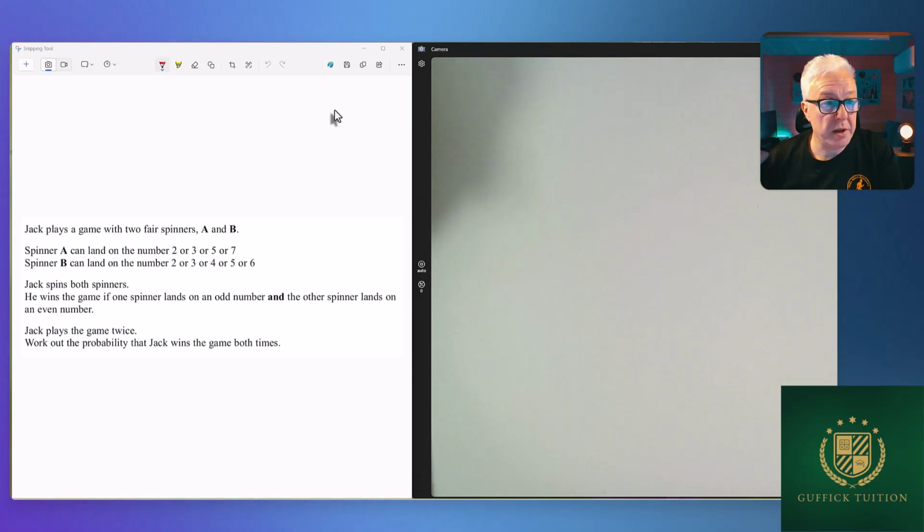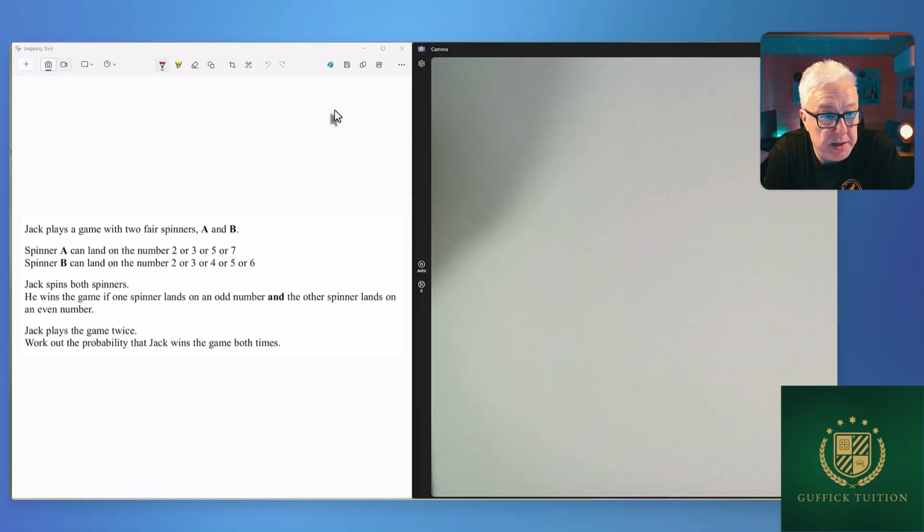Hello everyone, we've got another grade 9 question here which is suitable for GCSE or IGCSE, and it says Jack plays a game with two fair spinners A and B. Spinner A can land on the numbers 2, 3, 5 or 6 and spinner B can land on the numbers 2, 3, 4, 5 or 6.